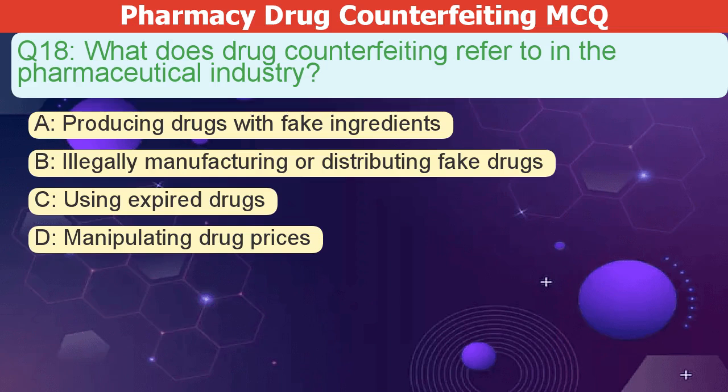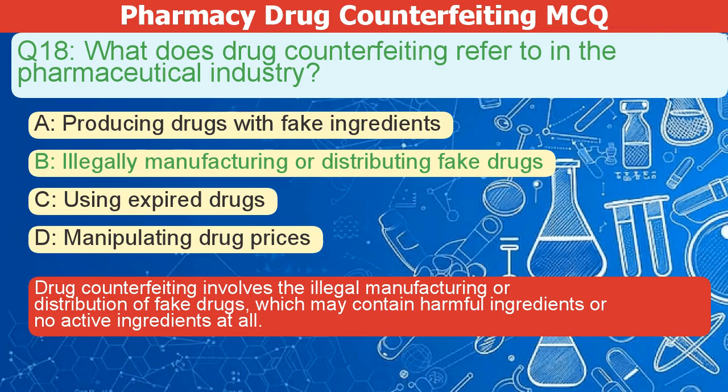What does drug counterfeiting refer to in the pharmaceutical industry? A. Producing drugs with fake ingredients. B. Illegally manufacturing or distributing fake drugs. C. Using expired drugs. D. Manipulating drug prices. The correct answer is B. Drug counterfeiting involves the illegal manufacturing or distribution of fake drugs. These fake drugs may contain harmful ingredients or no active ingredients at all.